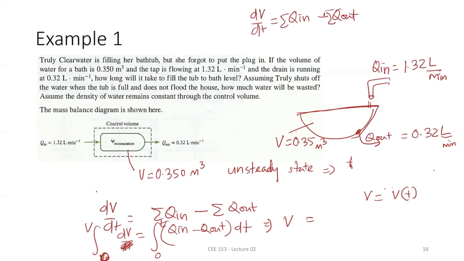On the other side, Q is constant. They are constantly flowing the same amount, so it goes out of the integral. The integral of dt is time, so t minus 0 is t.